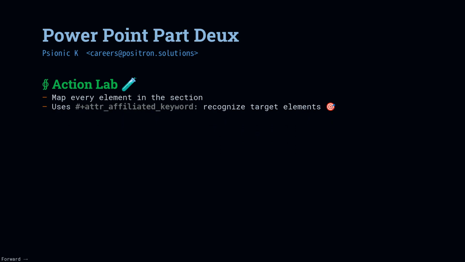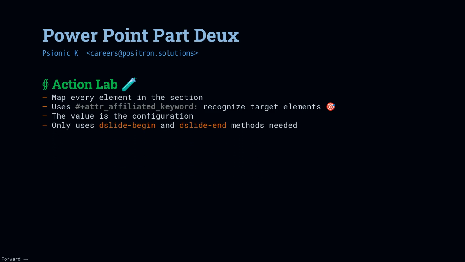What it's looking for when mapping are these affiliated keywords. That's how it recognizes which elements to work on. The value for that affiliated keyword is the configuration for the action for that element. Affiliated keywords are attached to elements. And because this action only runs once at the beginning of the slide, whether we're going forwards or backwards, it only implements DSLIDE begin and DSLIDE end. It's not going to react to any forwards or backwards steps.